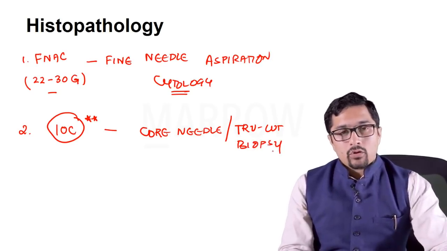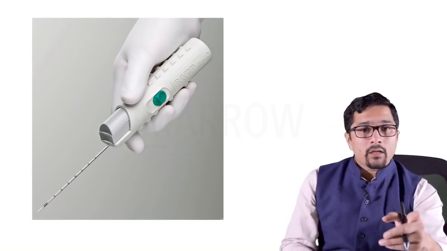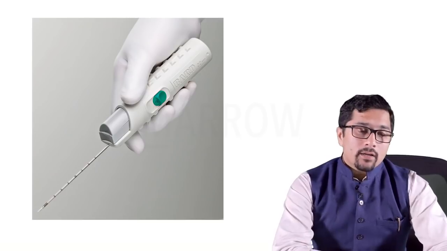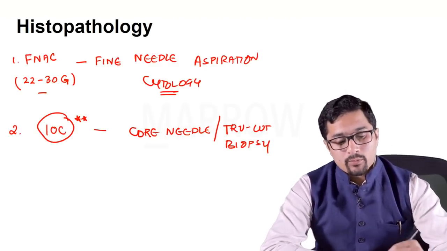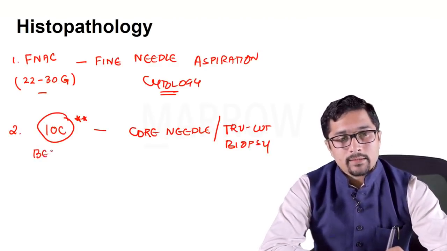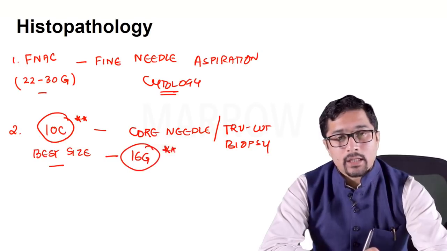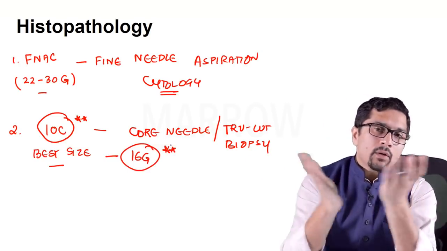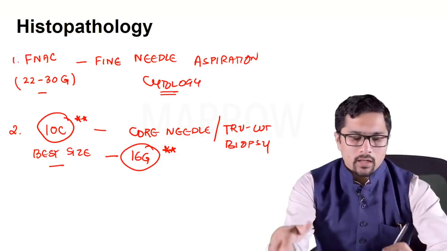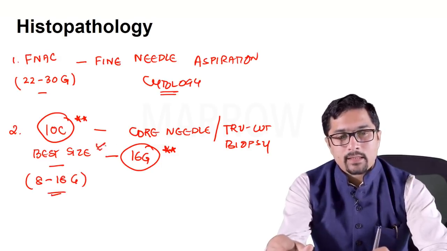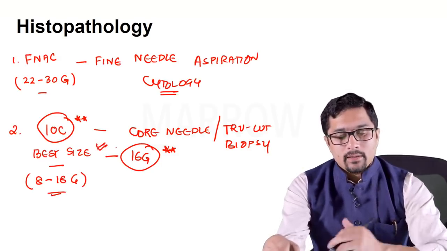So this is what a core needle or a true cut biopsy gun looks like, right? And if we talk about breast lesions, the best size for a true cut or a core needle biopsy for breast lesions is 16 gauge. But if you ask about the range for true cut guns, it can range from anywhere between 8 to 18 gauge. But for breast, the best size is 16 gauge.